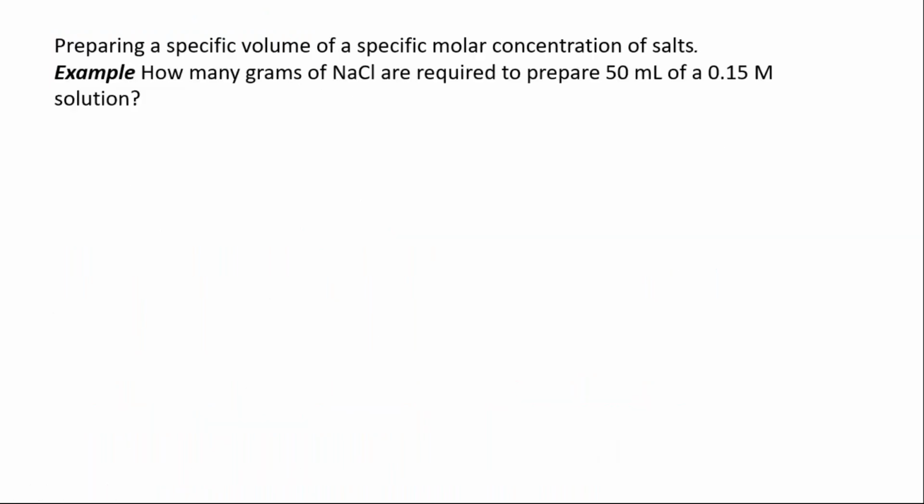Now, examples of preparing a specific volume of a specific molar concentration. A 1 molar solution is very easy to make because you need to just calculate the molecular weight, and the molecular weight of the substance dissolved in 1 liter gives you 1 molar. Now let us look at a little more complicated solutions where you need to prepare 50 milliliters of a 0.15 molar solution. So the first step here would be to find out the molecular weight of sodium chloride. So you calculate the molecular mass of sodium chloride, and that is 58.5.